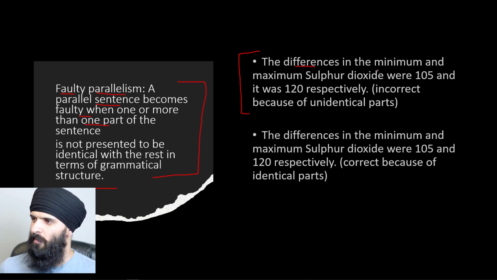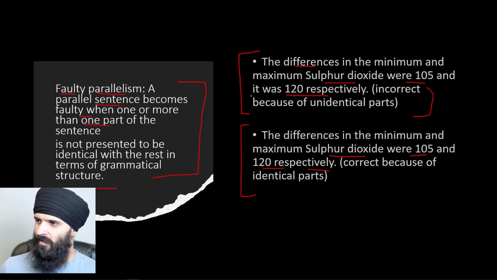Look at this bit here. The differences in the minimum and maximum sulfur dioxide were 105 and it was 120 respectively. Now this is incorrect. Why? Because it's not identical. We don't really know what they mean by 120 respectively. Now let's look at the correct answer here. The differences in the minimum and maximum sulfur dioxide were 105 and 120 respectively.